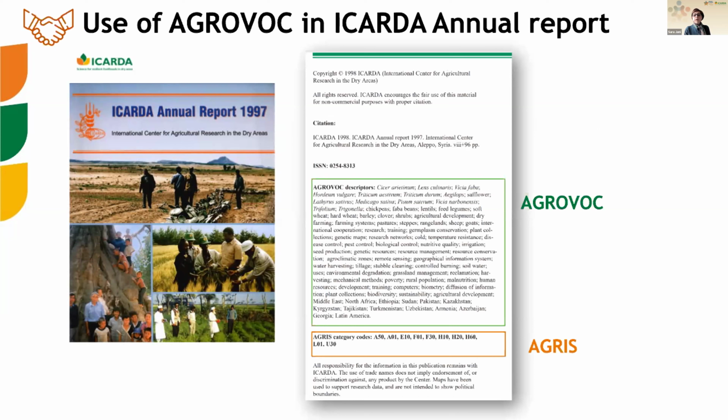CGIAR and FAO have been collaborating on topics of agriculture, food security, knowledge management, and data exchange for a long time. References to AGROVOC and AGRIS have appeared in most of ICARDA's official reports. The slide features one of ICARDA's legacy documents, the annual report from 1997, displaying AGROVOC descriptors and references to AGRIS category codes.